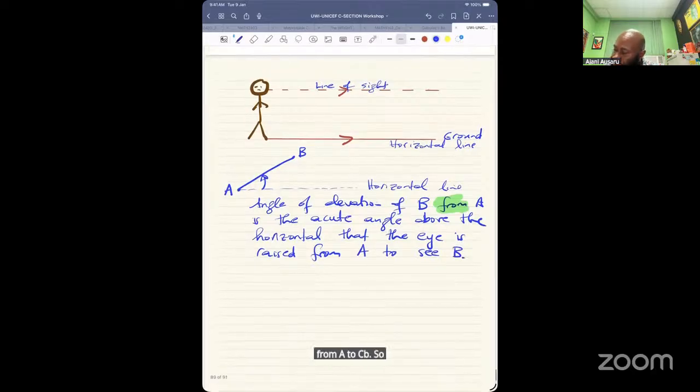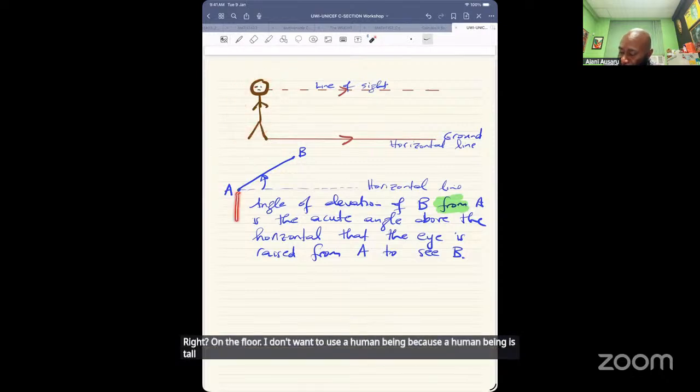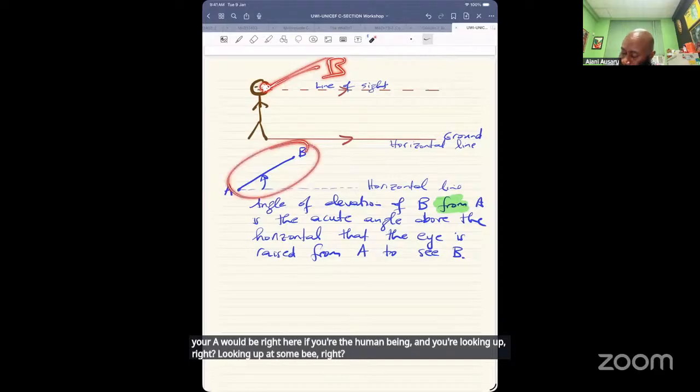So look at this picture. What we're saying is, you're here, you're ants, right, on the floor. I don't want to use a human being because a human being is tall, and then you're not going to be below the ground. So in other words, your A would be right here if you're a human being and you're looking up at some B. It's the same scenario here. So imagine you're ants right here looking up at B.